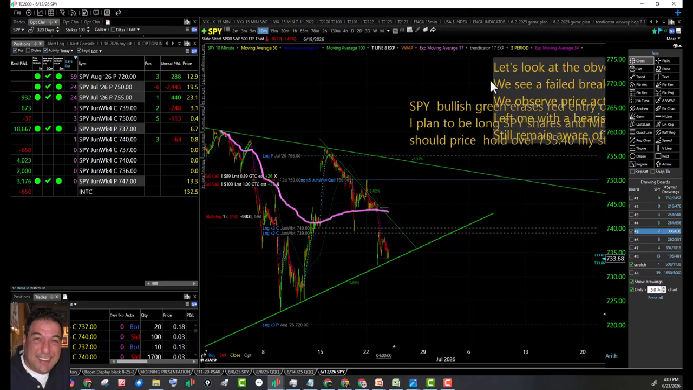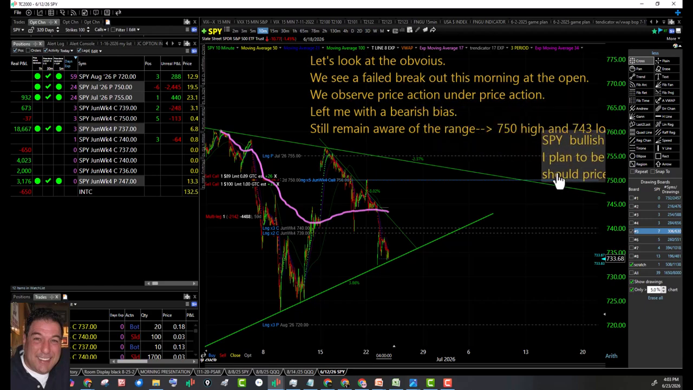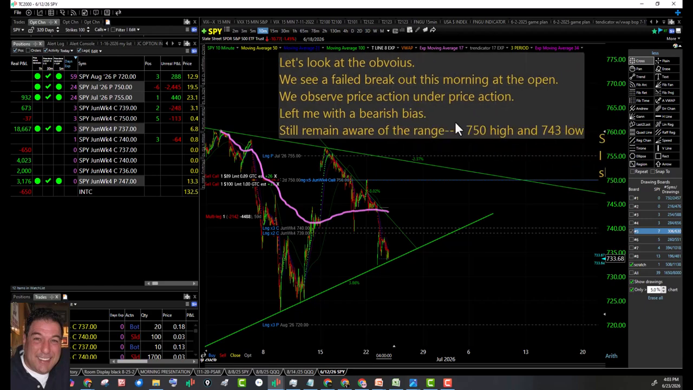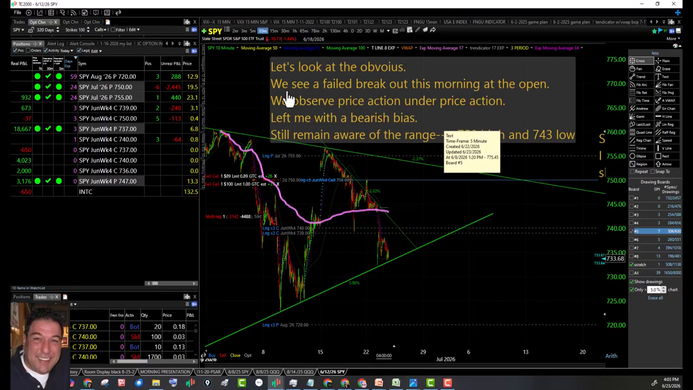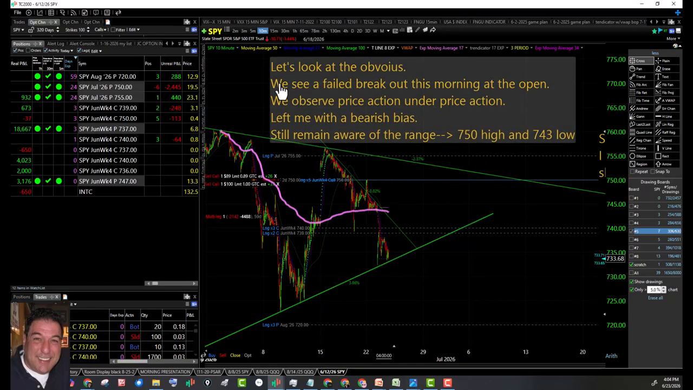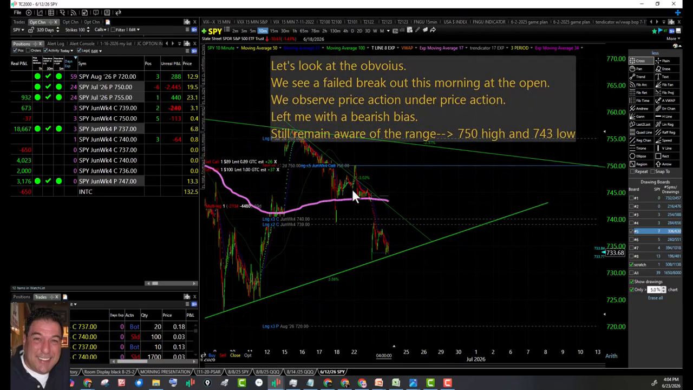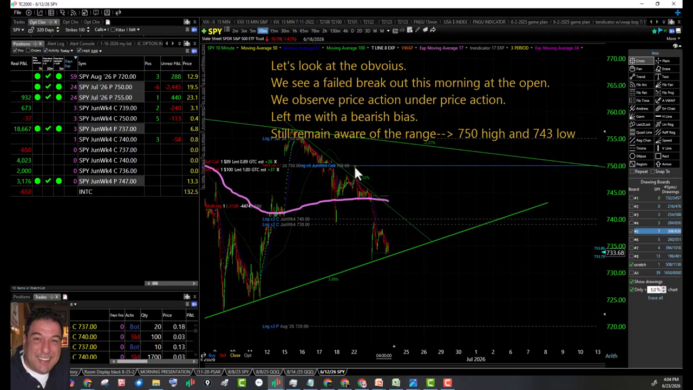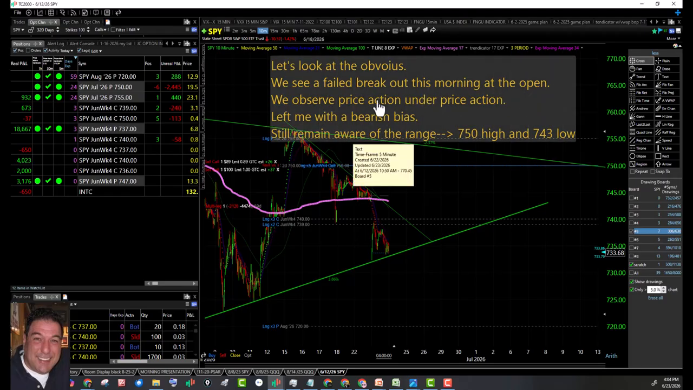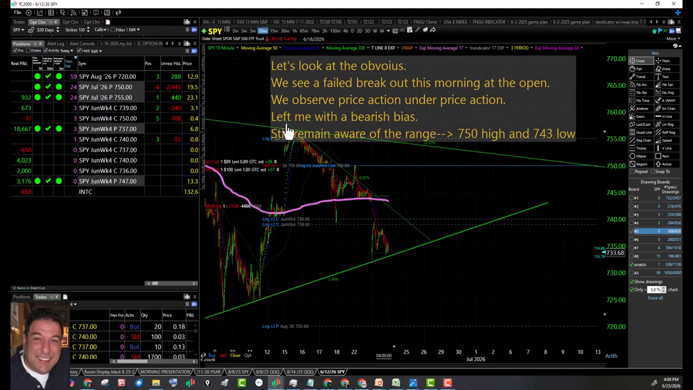All right, so this was on the chart earlier yesterday, or in the evening yesterday. Let's look at the obvious. This was yesterday before all of this happened. We failed to break out in the morning. Okay, this was the breakout right there. We failed breakout this morning at the open. We observed price action underneath price action. That left me with a bearish bias.